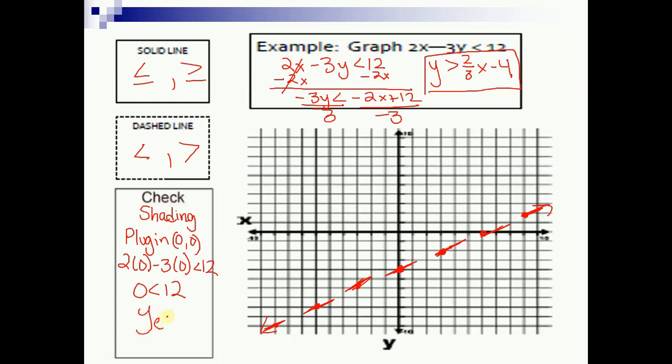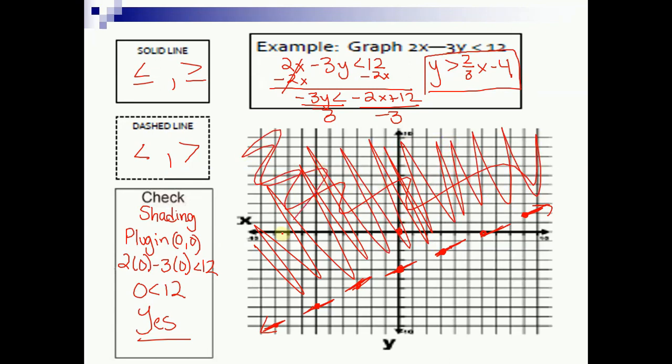Yes, that's a true statement, right? 0 is less than 12, which means on my graph I can shade on the side that 0, 0 is. So I can draw or kind of color on this side of my line. That is me showing that that's where all the solutions of this inequality 2x minus 3y less than 12 exist.